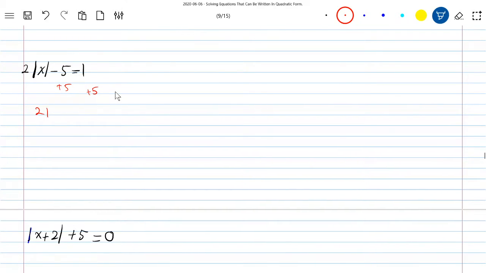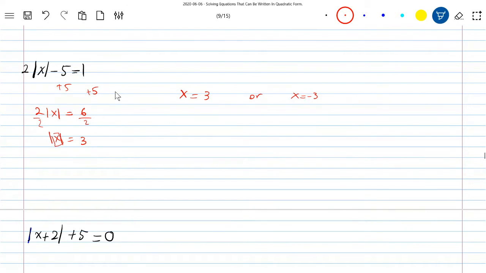I'll get 2 absolute value of x equals 6. What is the absolute value of x? Divide both sides by 2. I can do this. It becomes 3. Where do I get absolute value of x to be 3? Either x is 3 or x is -3.